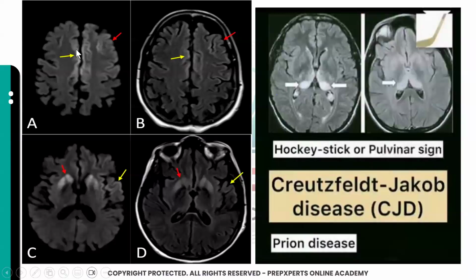So you can see that here. This is your cortical ribbing. This is diffusion restriction, okay? And this is your sign to show you the basal ganglia degeneration. And here you can see this hockey stick or pulvinar sign. The posterior thalami are involved. So this is your pulvinar hockey stick sign that is typical for Creutzfeldt-Jakob disease.